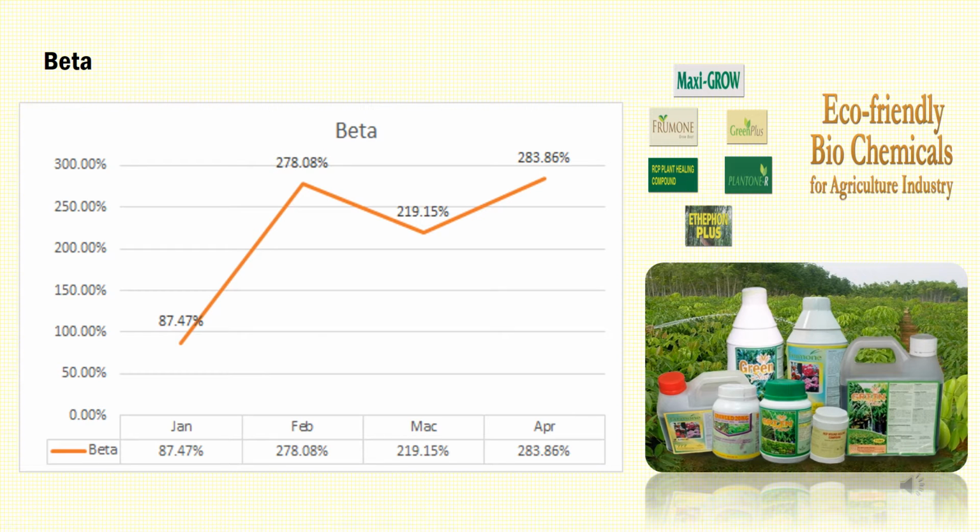The graph is showing the beta value for Greenye company in 4 months. The value of beta increased from January 87.47% to February 278.08%. And then it decreased to 219.15% in March, but in April the graph rose again to 283.86%. To conclude, the beta coefficient is controlled by a number of factors, including the individual stock return variable, the market return variable, and the relationship between security and market returns.